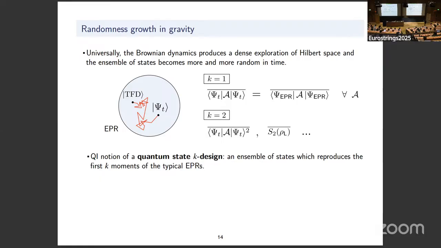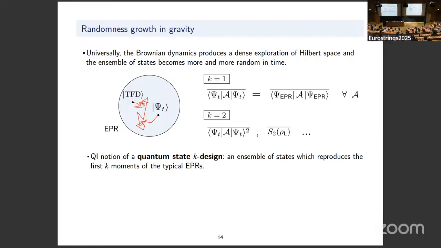A K design is an ensemble of states which reproduces the first K moments of the random state ensemble. For K equals 1, that means that any expectation value that you take on this ensemble is on average given by the same value as the expectation value of the ensemble of typical EPR states. In particular, this means that if you have a 1 design, the ensemble appears thermalized on average. Any state that you pick from this ensemble, which is generic within the ensemble, will have equilibrated expectation values, given that the random states have equilibrated expectation values for any operator.